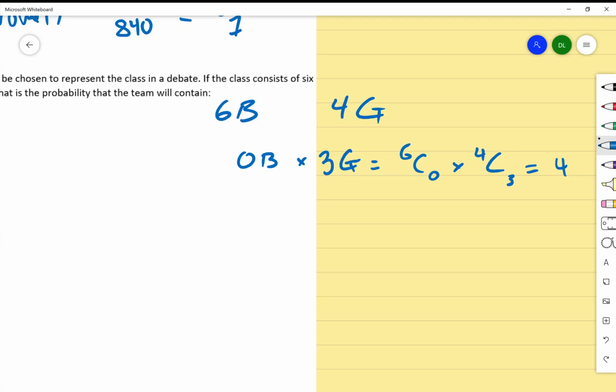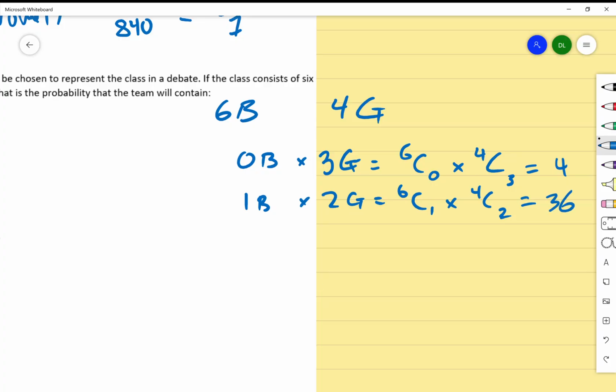Now, another possibility is what if I have 1 boy and 2 girls? We still have a collective 3 students, but now we have to use a different calculation. So instead of saying 6C0, now the 6 stays the same. We still have 6 boys in total to pick from, but there's only 1 that we're going to end up choosing. So it's 6C1 multiplied by, now the 4 stays the same, so 4C2, because we're choosing 2 girls, and that gives us an answer of 36. Hopefully you get the idea.